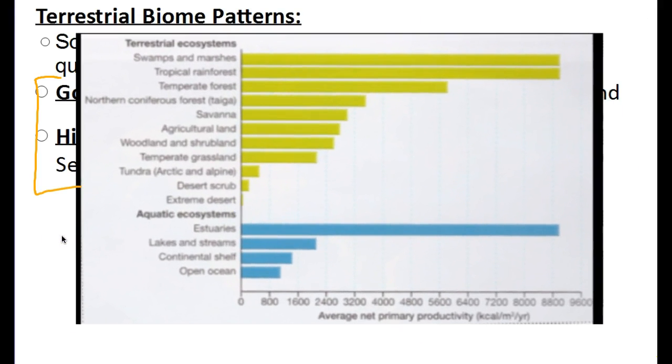But if you see, terrestrial ecosystems, they qualify swamps and marshes here as terrestrial. So swamps and marshes, along with the rainforest, are the most productive, meaning they're producing the most amount of new stuff, basically new vegetation. Then we get temperate forests, then northern coniferous forest. So swamps and marshes and forests are most productive.